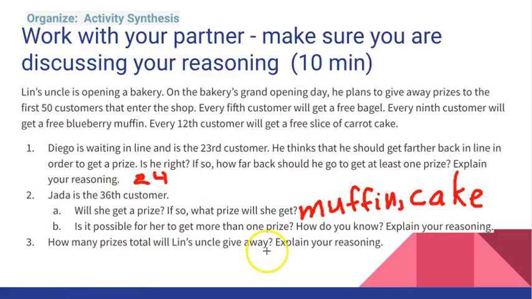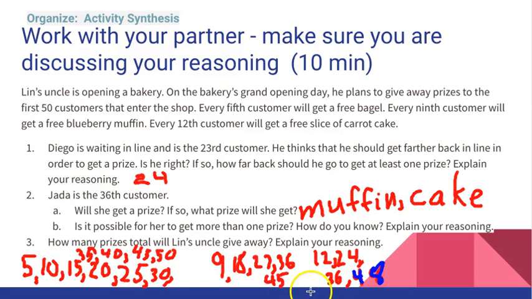How many prizes in total is Lynn's uncle going to have to give away? Well, let's think about all the multiples up to 50 for each of those numbers: 5, 9, and 12. Not only do we talk about how you get the muffin and the cake if you're the 36th, because 36 is a common multiple for 9 and 12, but there's going to be other times too, like 45.